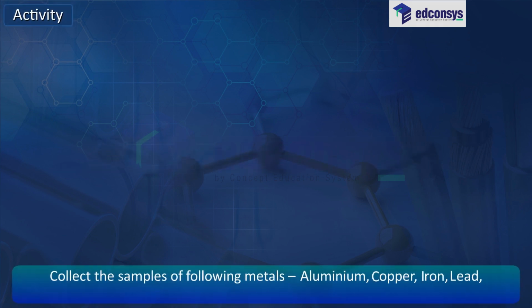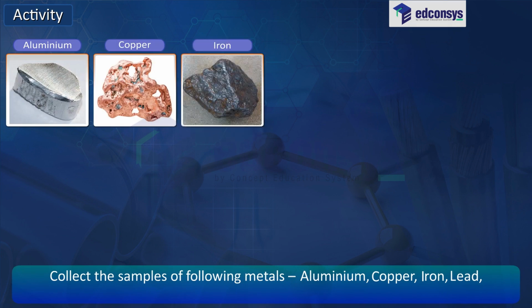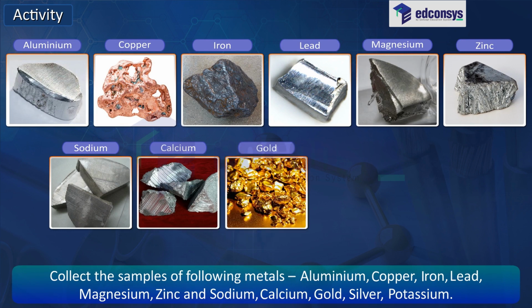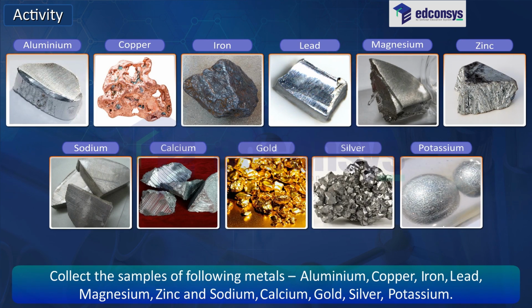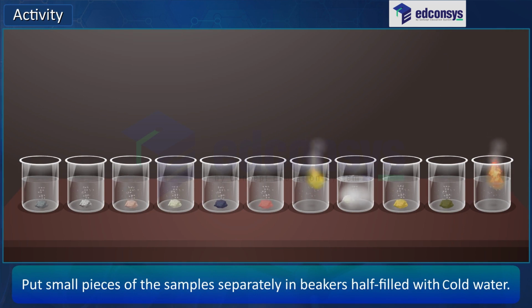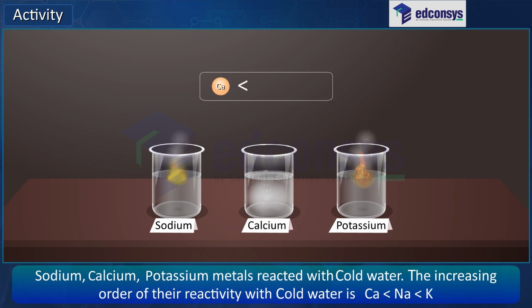Activity. Collect the samples of the following metals: aluminum, copper, iron, lead, magnesium, zinc, sodium, calcium, gold, silver and potassium. Put small pieces of the samples separately in beakers half filled with cold water. Sodium, calcium and potassium metals react with cold water. The increasing order of their reactivity with cold water is Ca < Na < K.